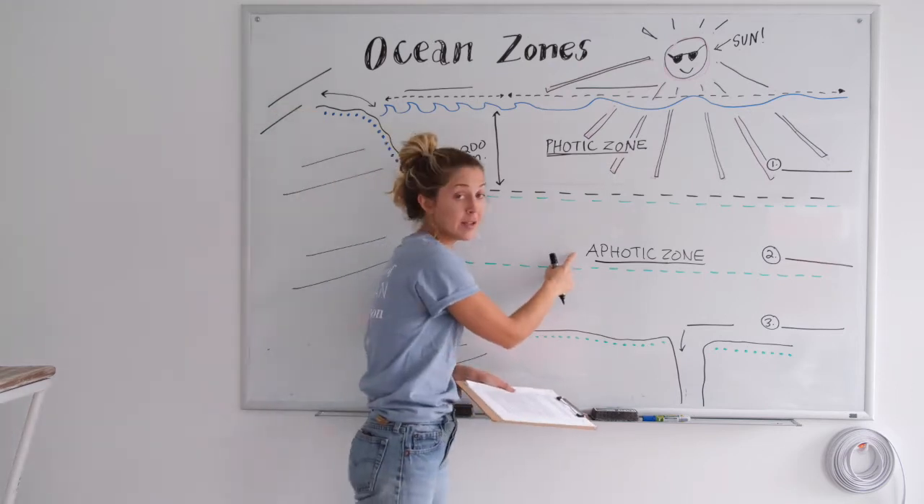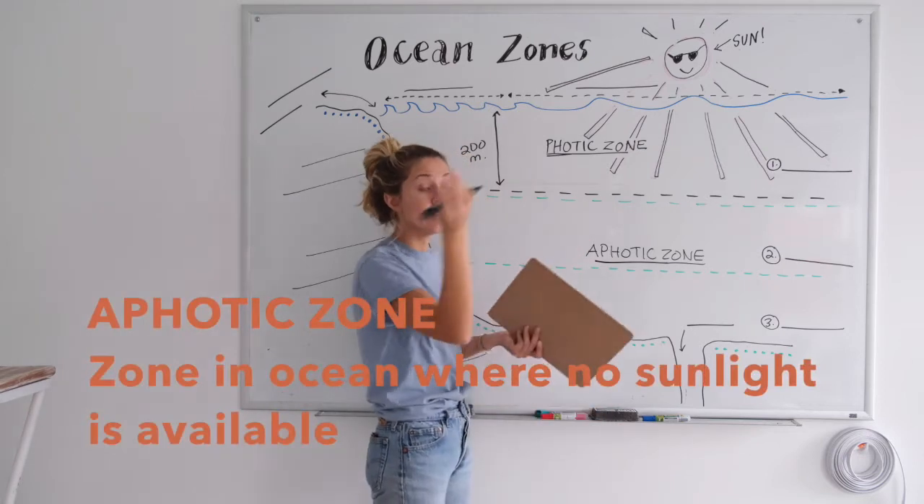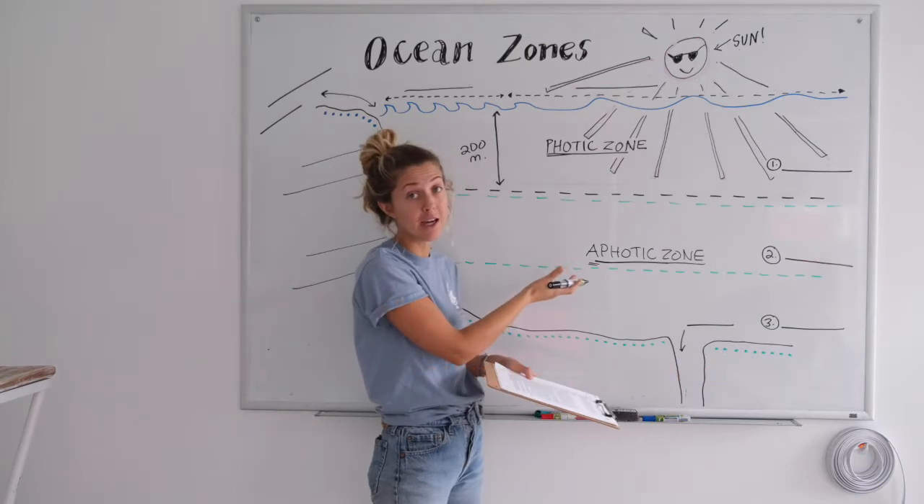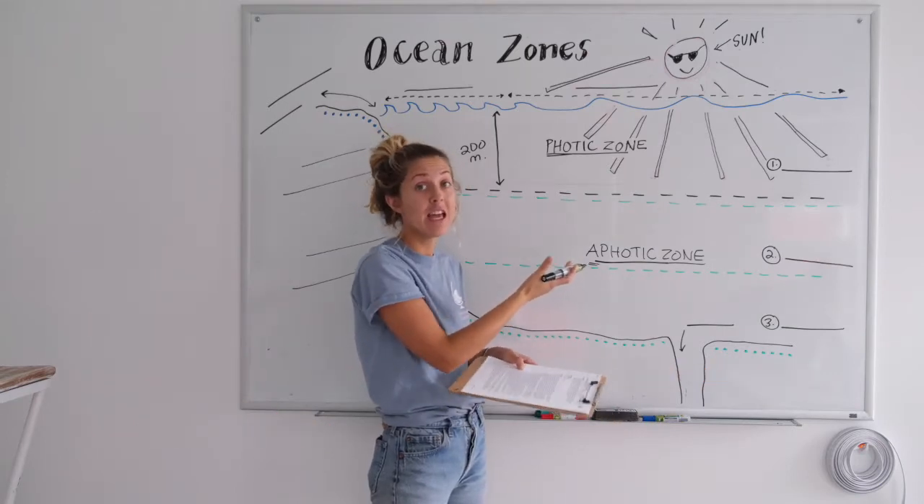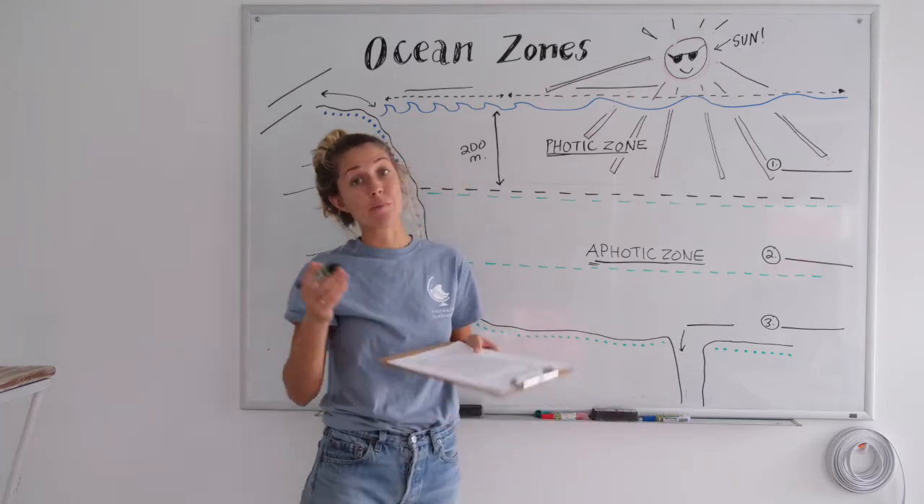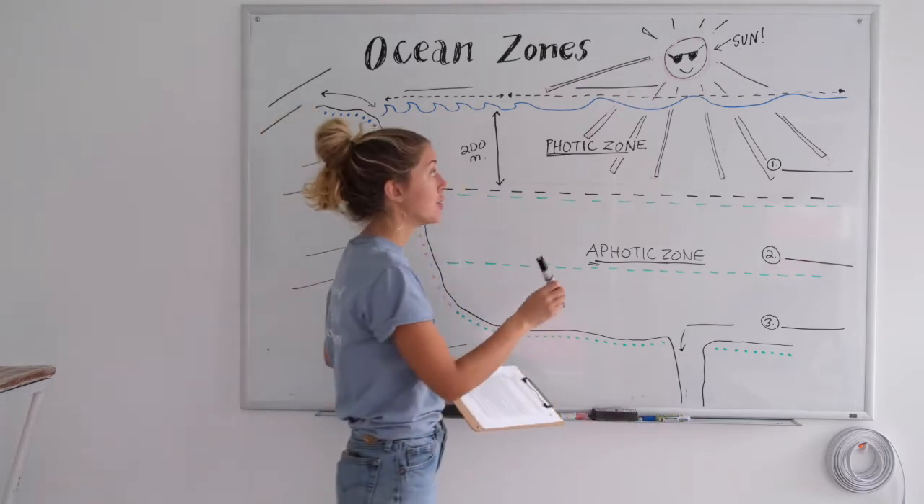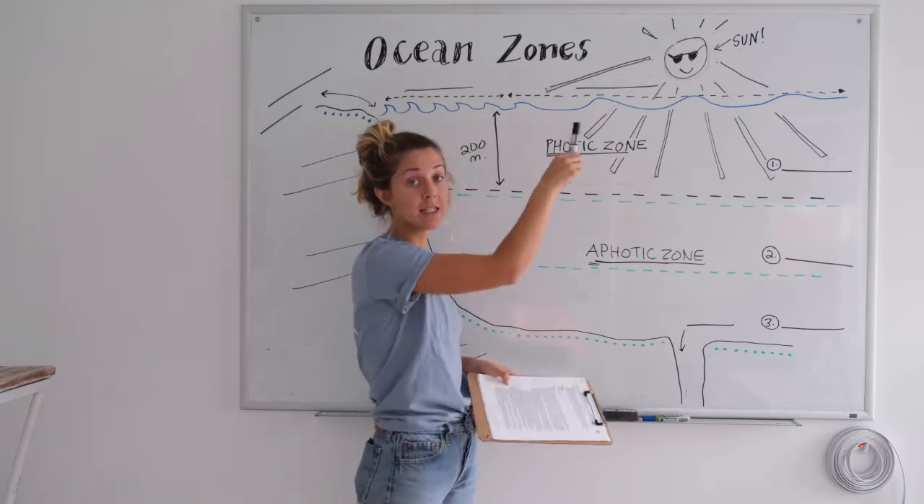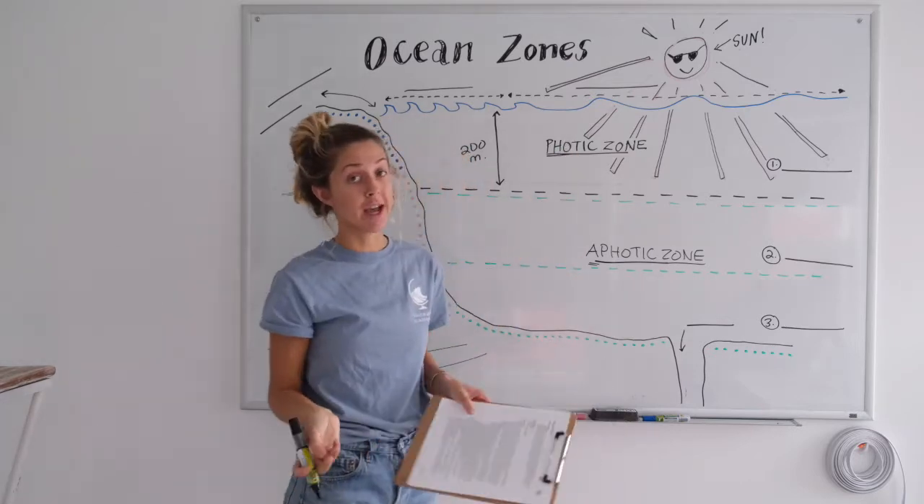The aphotic zone is, you might have guessed it, where there is no sunlight. Organisms that live here have had to adapt to be able to live in low light conditions or no light. Photic and aphotic are pretty broad categories. So the ocean zones based on light are broken up into additional categories too.